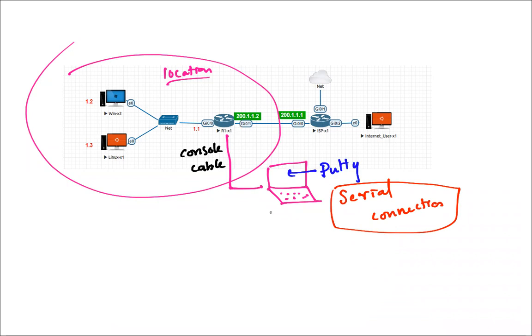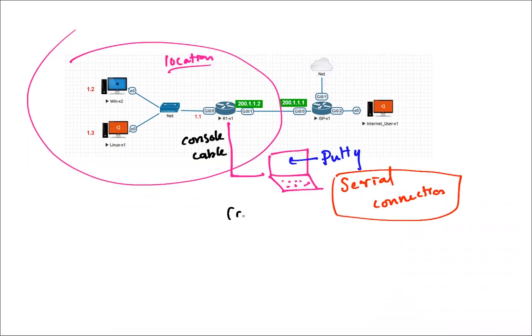See, this connection is what we call a console connection, right? Console connection. So this console connection can be done only when you are physically near the router, which means you have to go near the router, take this cable, right? You can connect the cable to the console interface of the router.